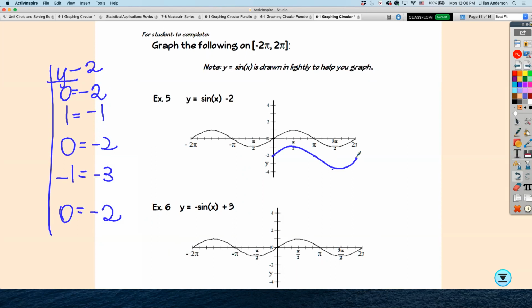What about example 6 though? What would happen to the y values in example 6?